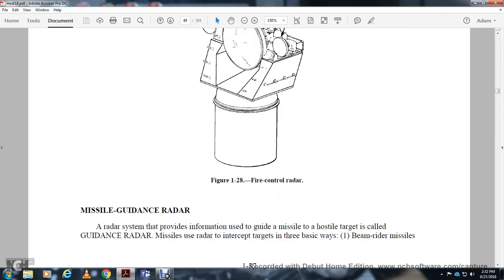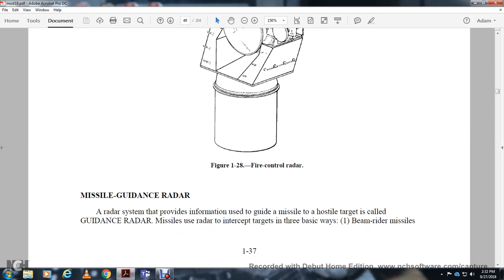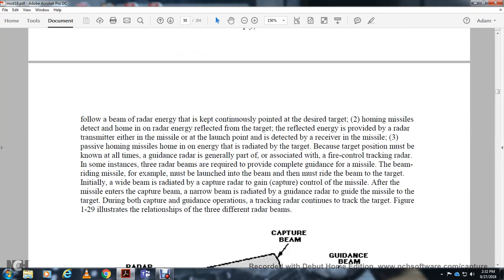Missile guidance radar. The radar system provides the information used to guide the missile to the hostile target. The guidance radar is coupled with the missile so that the missile intercepts the target. There are three basic types of beam rider missiles. In the following beam type, the radar beam is kept continually pointed at the desired target. In homing, the missile detects radar energy reflected from the target, and the reflected energy is brought in by the radar transmitter, either at the missile launch point or by the receiver in the missile. The missile follows the path of the homing energy radiated toward the target. The target position must be known at all times by the guidance radar, generally with the associated fire control tracking radar. In some instances, three radar beams are required to provide complete guidance for the missile.